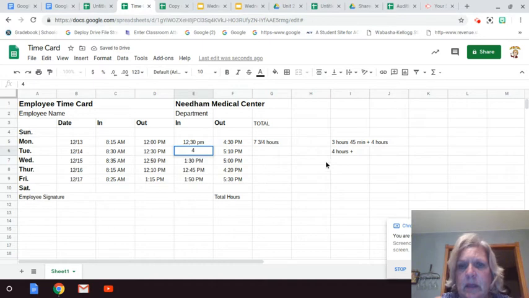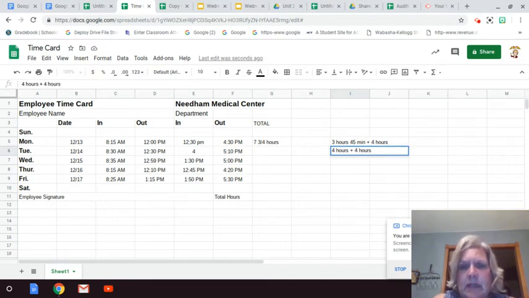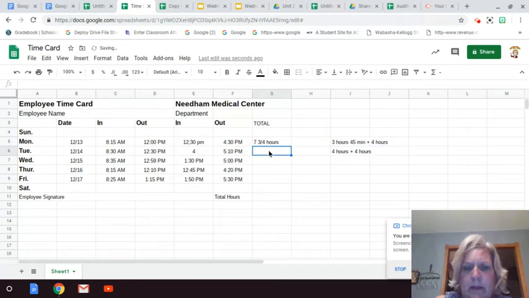Whoops. Go back. Get it in the right cell, the right spot. Oh, come on. There we go. 4 hours. And so we have a total of 8 hours. All right, so that goes here. 8 hours. Ooh, didn't put it in there. Important to move my cursor. There we go. 8 hours. Okay. And so that isn't too bad.